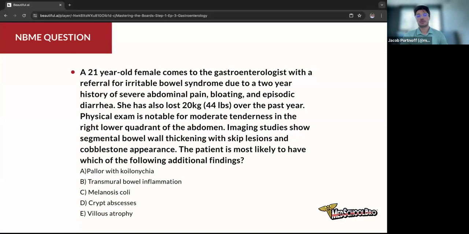So we have a 21-year-old female who comes to the gastroenterologist with a referral for irritable bowel syndrome due to a 2-year history of severe abdominal pain, bloating, and episodic diarrhea. She also has lost 20 kilos over the past year. The physical exam is notable for moderate tenderness in the right lower quadrant of the abdomen. Imaging studies show segmental bowel wall thickening with skip lesions and cobblestone appearance. Some buzzwords, guys. The patient is most likely to have which of the following additional findings?